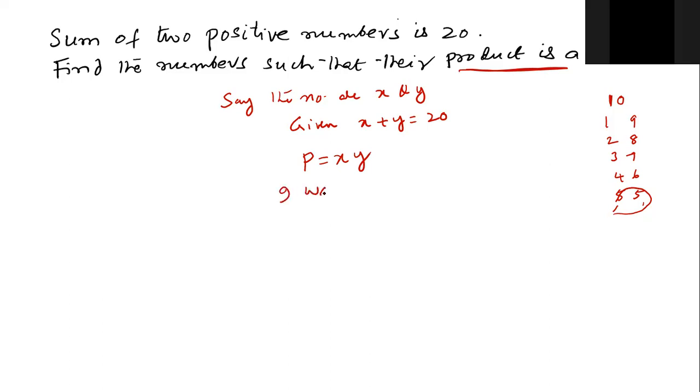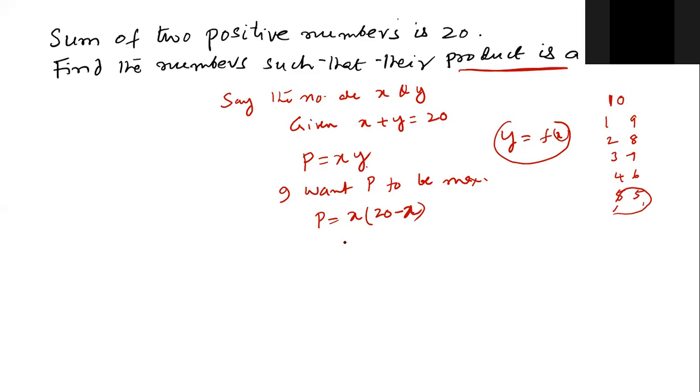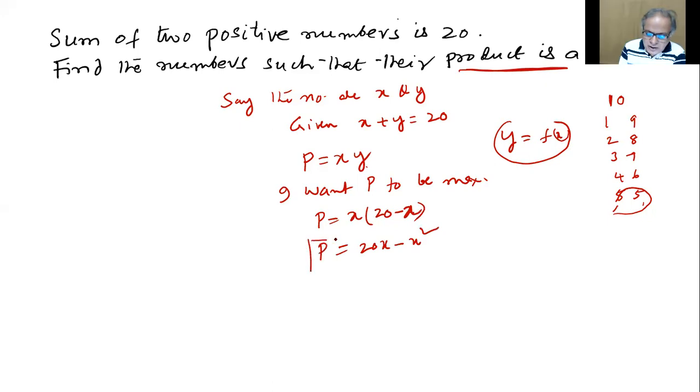Yes, sir. I want P to be maximum. Now, but remember, P is depending both on x and y. I want to write P as a function of x, for example. So I'll write P equals x into 20 minus x. Y is 20 minus x. So I brought it into my y equals function of x form. I want to have only one variable, not two variables. In the place of y, I'm putting 20 minus x. So this becomes 20x minus x squared. So P is this, children.